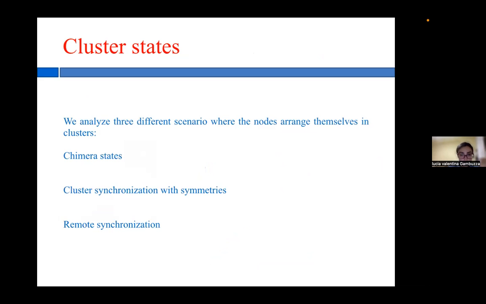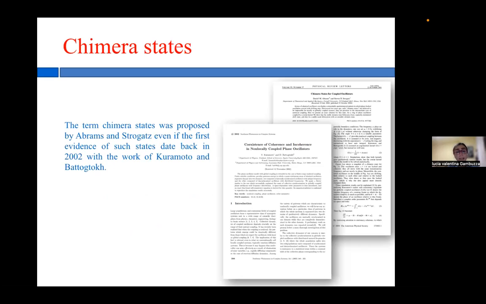In particular, we will analyze 3 different scenarios, and all of them have different characteristics. So the key property of each state is different from the others. In particular, we have chimera state, cluster synchronization due to network symmetries, and finally remote synchronization.